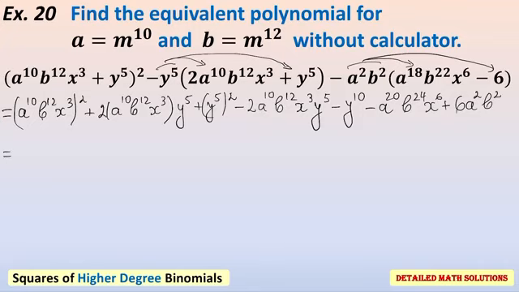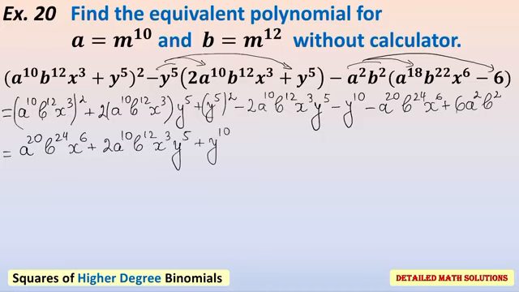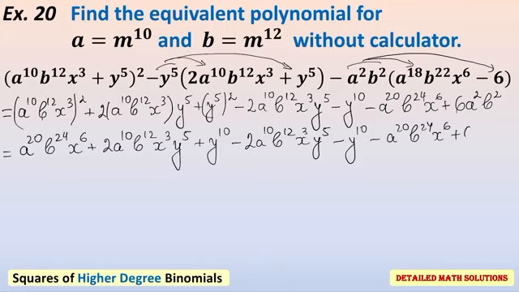When I simplify further and apply the rules of exponents, I get a to the 20th power b to the 24th power x to the 6th power plus 2a to the 10th b to the 12th x cubed y to the 5th plus y to the 10th power minus 2a to the 10th power b to the 12th x cubed y to the 5th minus y to the 10th power minus, I simply need to continue rewriting these terms, plus 6a squared b squared.